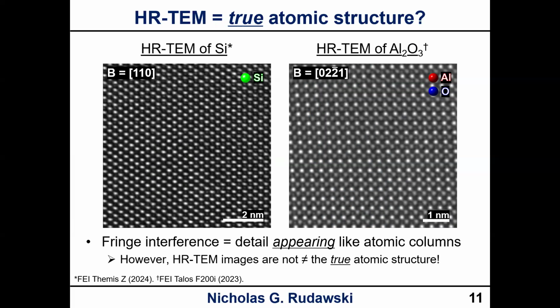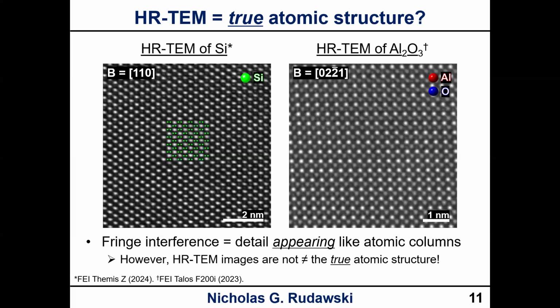So we have 2 examples of this. We have a high res image of silicon along the most studied zone axis ever, 110. And so here's your high res image. Now if I superimpose the projected silicon structure at the same magnification as the image, I see something like this. You can see that based on how I've placed the model here, it doesn't look anything like what I'm seeing in the actual image.